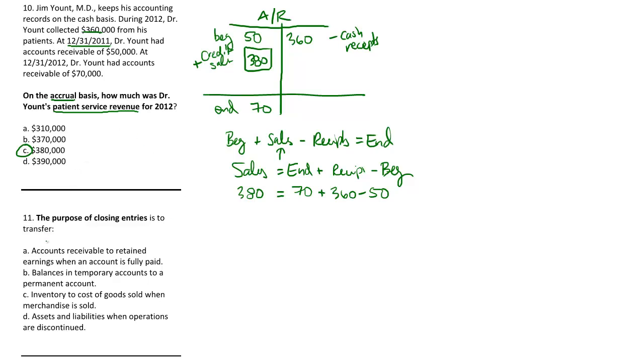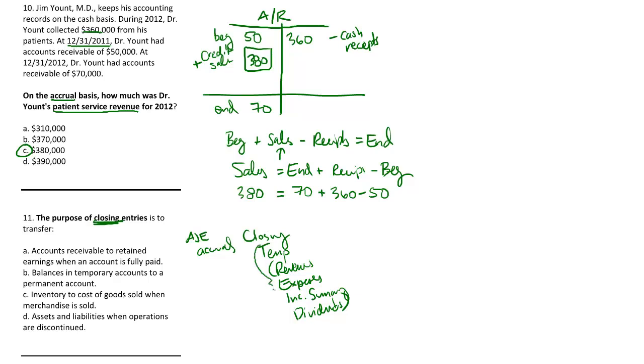The purpose of closing entries is to transfer balances. Okay, so adjusting entries are for your accruals, and closing entries are for your temporary accounts, which include revenues, expenses, income summary, and dividends. All right, so closing, we focus on these temporary accounts.